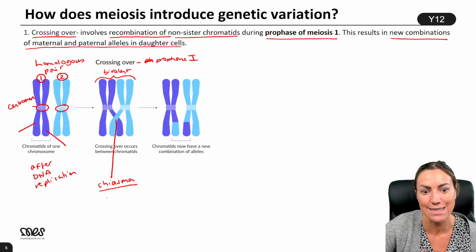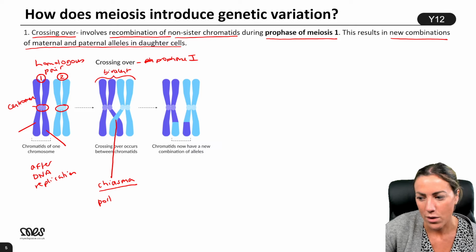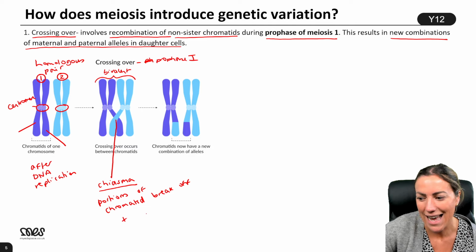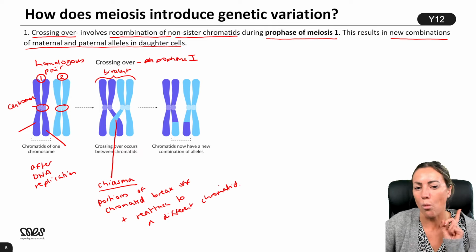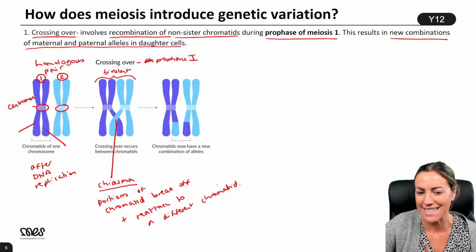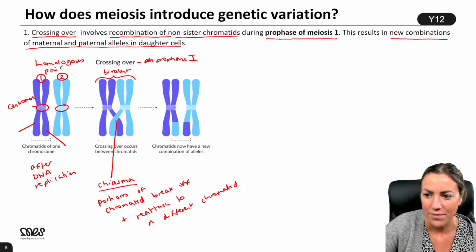Now, when a chiasma forms, we can say portions of chromatid break off and reattach to a different chromatid, if that makes sense. Now, I just want to talk to you about what non-sister chromatid means here, and hopefully you'll understand this.